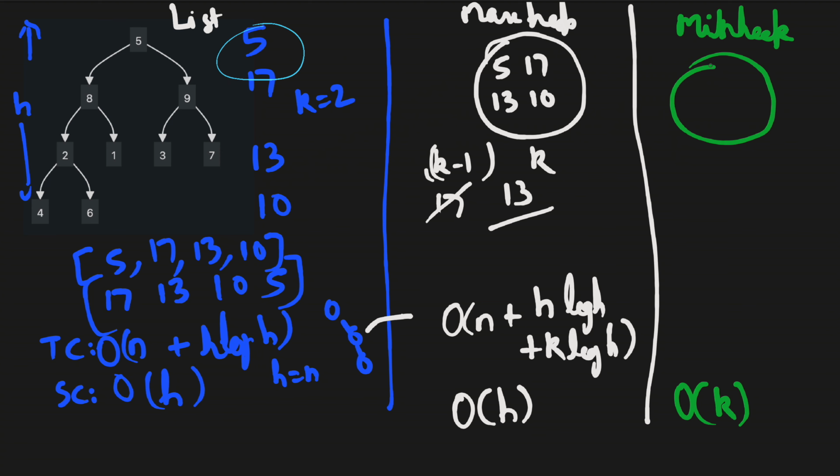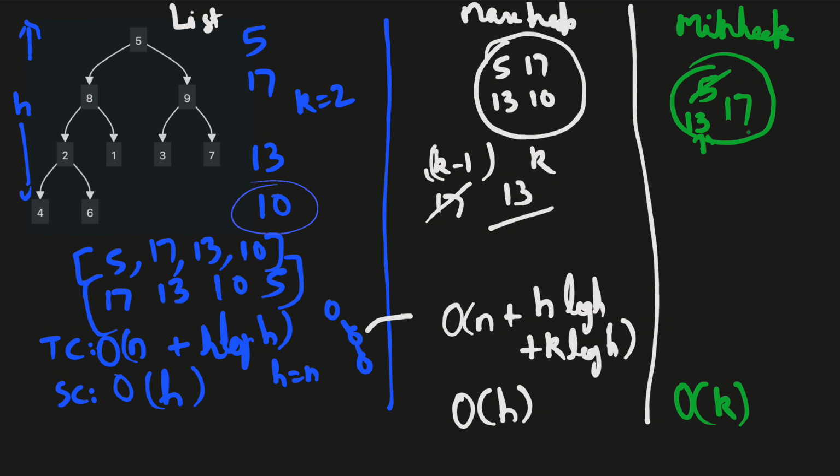For example, initially we see 5, we insert it into the heap. Then we see 17, we also insert it into the heap. Now we see 13, we insert it into the heap. But now the heap size has exceeded k, that is 2. So we remove the smallest element from the heap because it is no longer among the k largest elements. Now the top of the heap will be 13 and 17 will be the child.